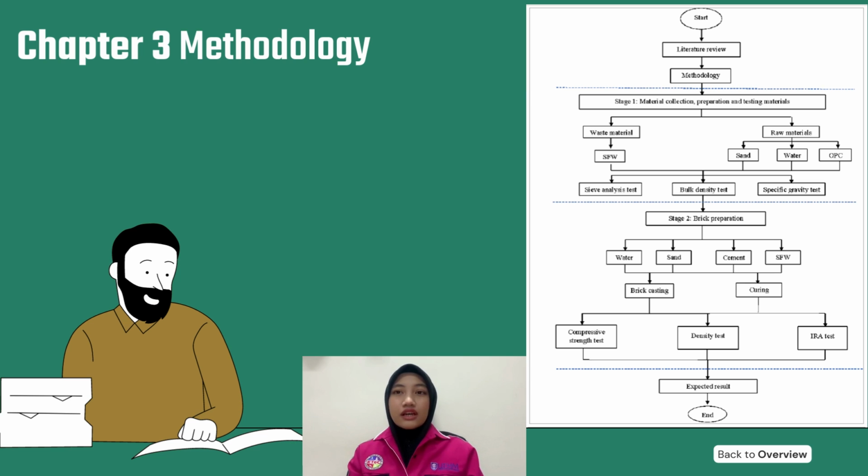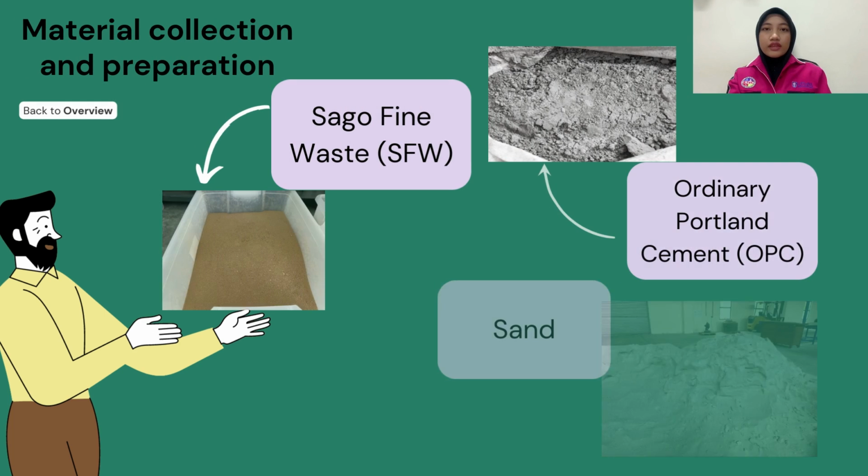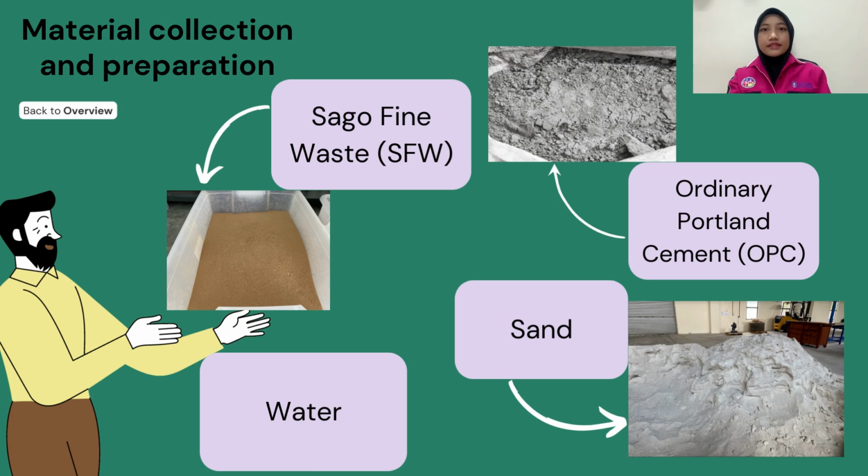So this is the summary of the methodology flowchart. It starts with material collection and preparation. In this investigation, the materials that will be used are cement, sand, water, and Sago fine waste. To keep all materials in good condition, they will be stored at room temperature, where all the materials will be placed in airtight storage at the laboratory. So first is SFW. The Sago fine waste for this study will be obtained from a supplier at a Sago mill in Mukah, Sarawak.